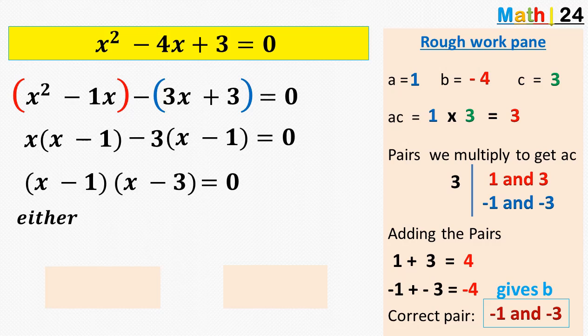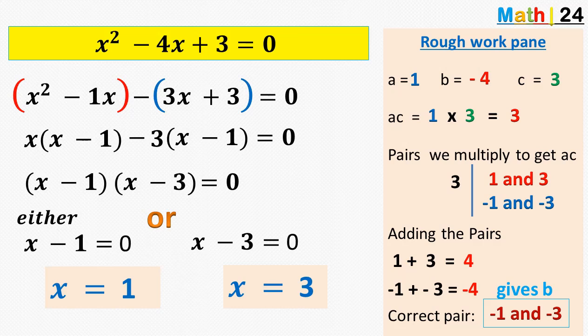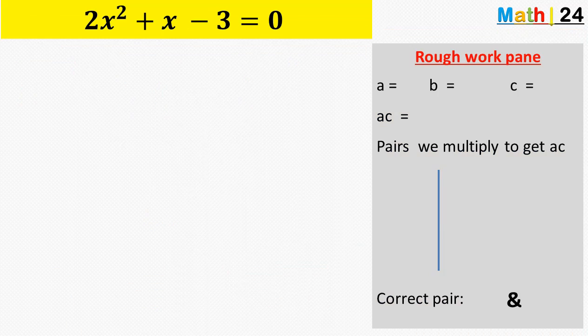So according to the product, we have x minus 1 times x minus 3. So either x minus 1 equals 0 or x minus 3 equals 0. When you solve the first one, you're going to have x equals 1, and the second, x equals 3. So we're done here. With this example, we have 2x squared plus x minus 3 equals 0.